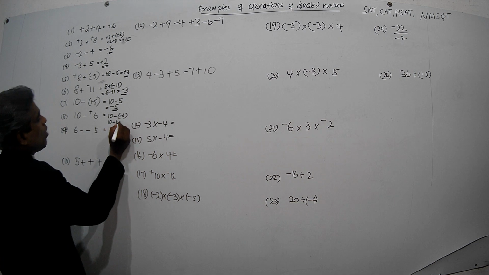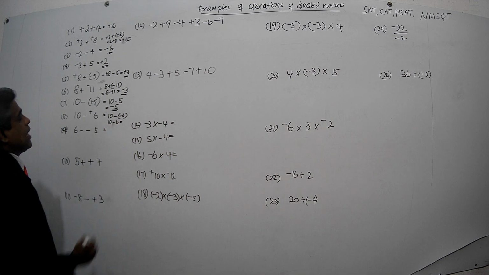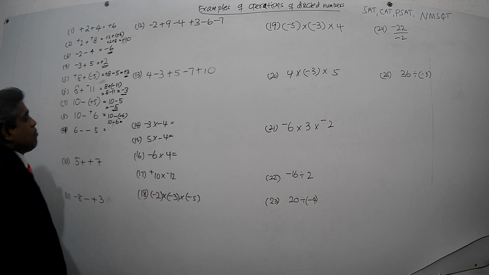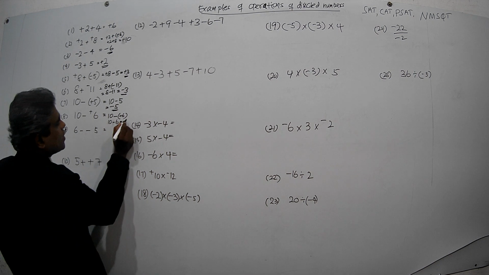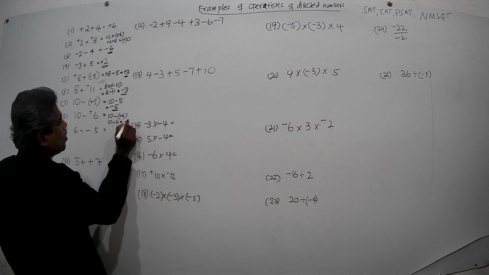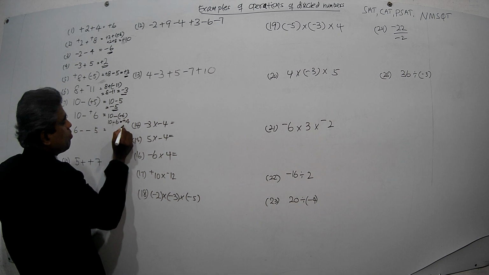Then the answer will be how much? 10 minus 6. Then two numbers of different signs. 10 is positive, 6 is negative. Then you deduct. You subtract, then the answer is 4. Then the sign of the larger number is positive, so put plus.